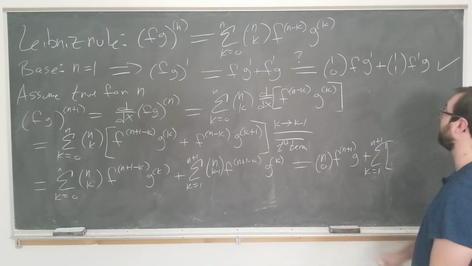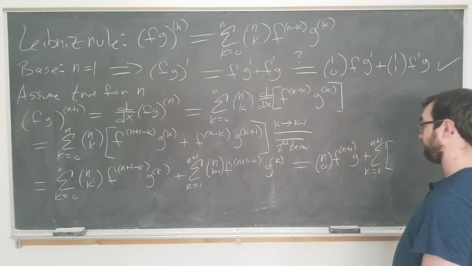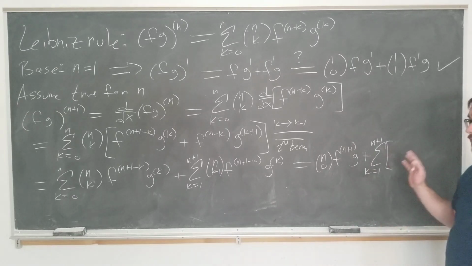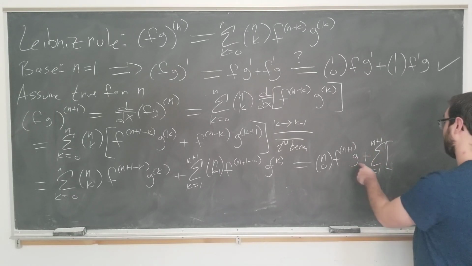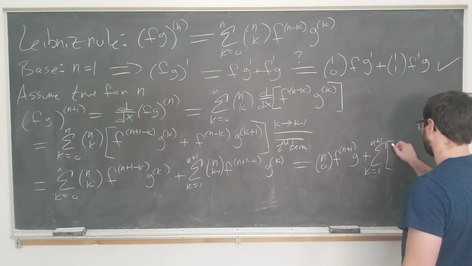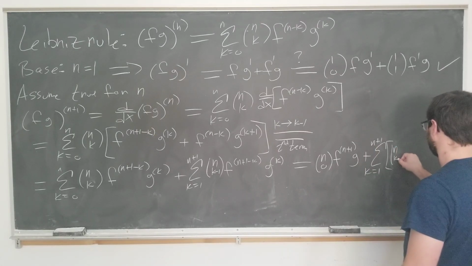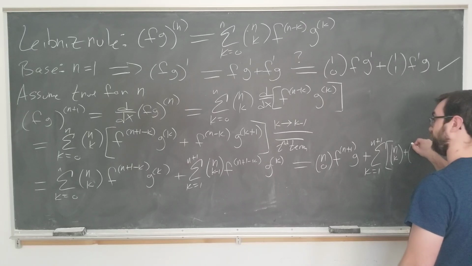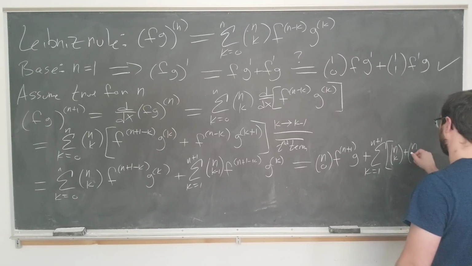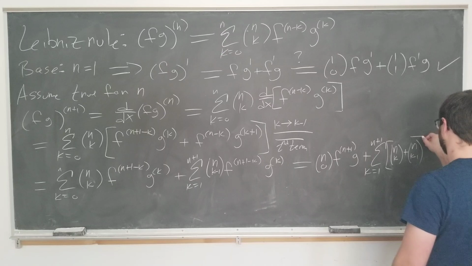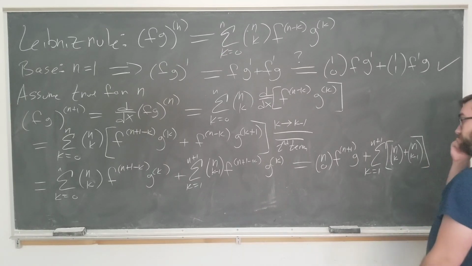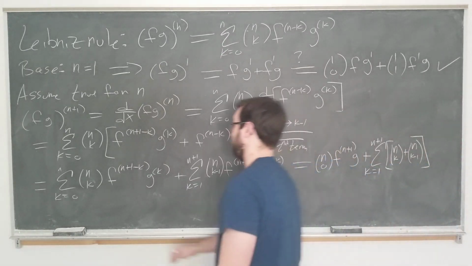I'm out of room again, guys. It's going to be small. I just don't have enough room. Okay. Plus the sum of n choose k plus n choose k minus 1. It's just bad. I'm sorry.